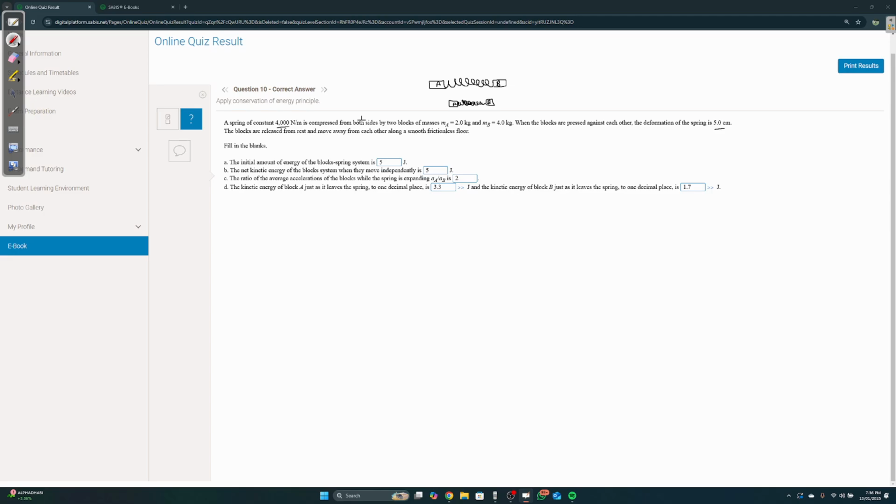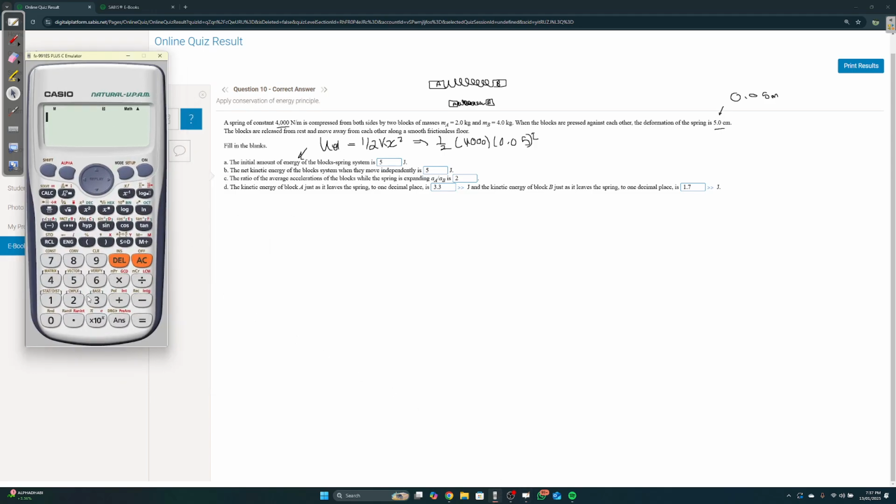We don't know anything about change in height, so there's no gravitational potential energy. So the only energy here would be elastic energy, because we have a spring, obviously. And how do you find U elastic? It's equal to half kx squared. So half times 4,000 times 0.05 squared. Why 0.05? Because it's 5 centimeters, so 0.05 meter. So put it on your calculator. 0.5 times 4,000 times 0.05 squared, you get 5 joules.